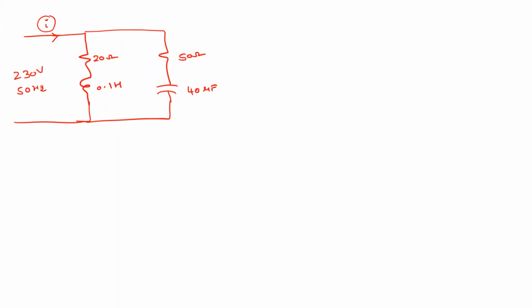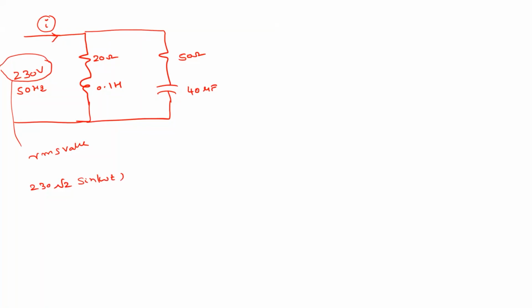So here 230 should be taken as RMS value. In electrical, whenever nothing is mentioned, that means this is RMS value. So how will we represent this source? We have Vm sine omega t format, right? So what is Vm if this is RMS value? 230 into root 2 at an angle 0, or in other words, 230 into root 2 sine omega t.